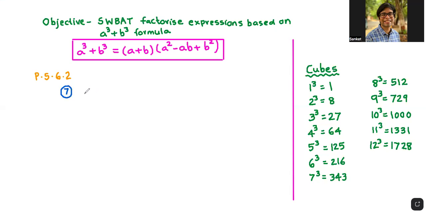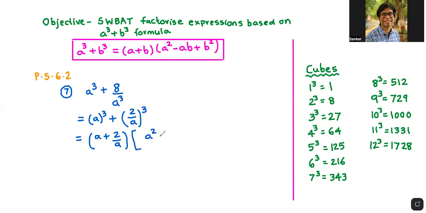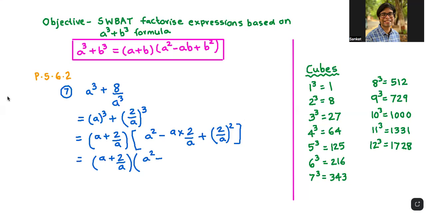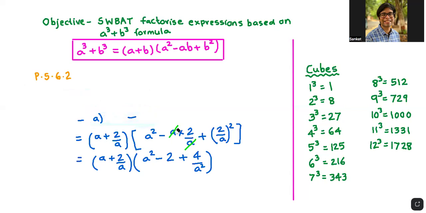We are now going to the 7th problem. A cube plus 8 upon a cube. I know I can write this as a cube plus 2 upon a whole cube. I've identified my a and b, so I can write this as a plus 2 upon a, a square minus a multiplied by 2 upon a. So I get a plus 2 upon a square minus, this a and this a cut with each other. So I get minus 2 plus 4 upon a square, squaring the last term. This is clear. Let's move to the last problem of this practice set.